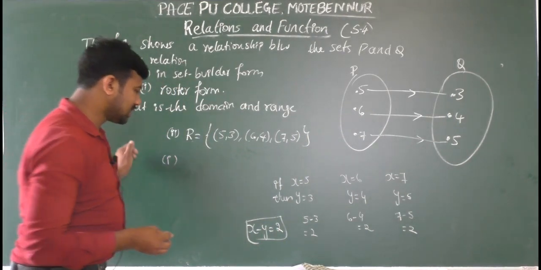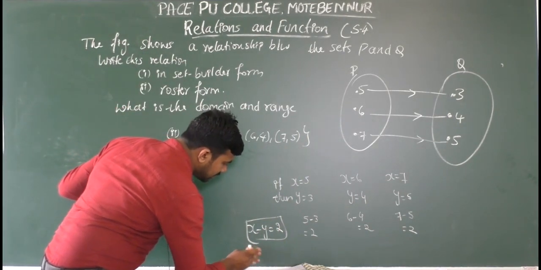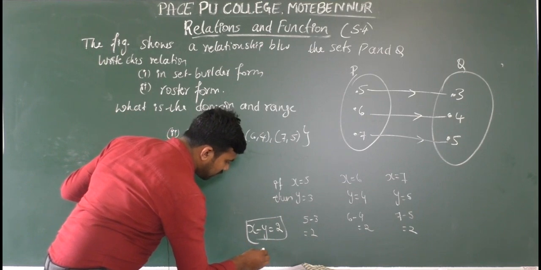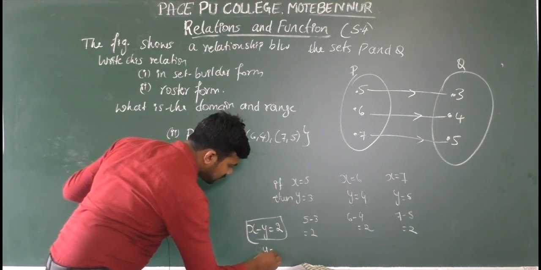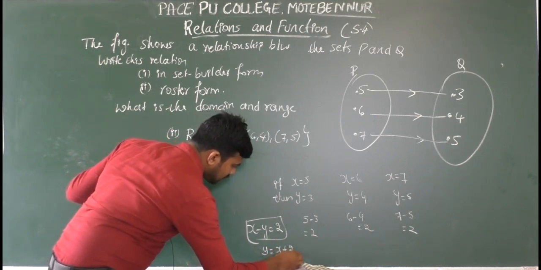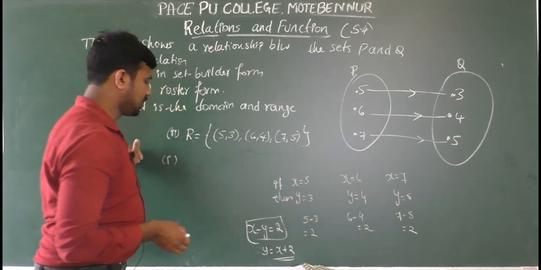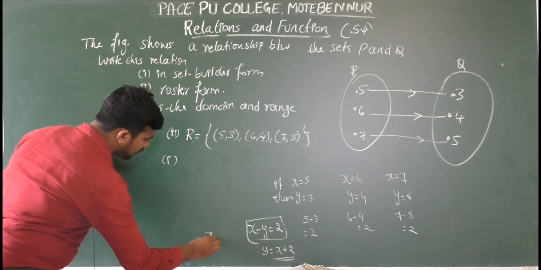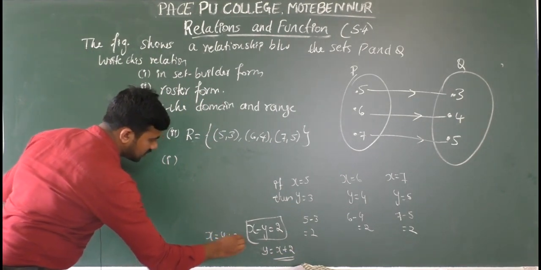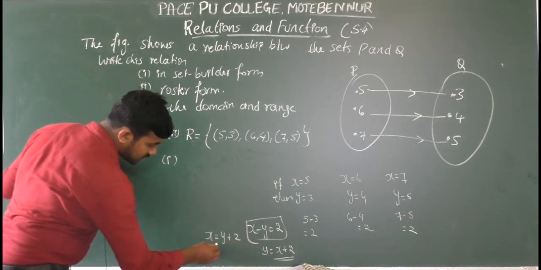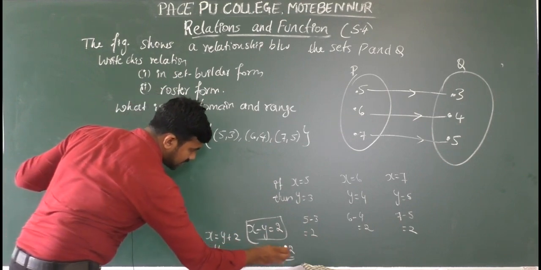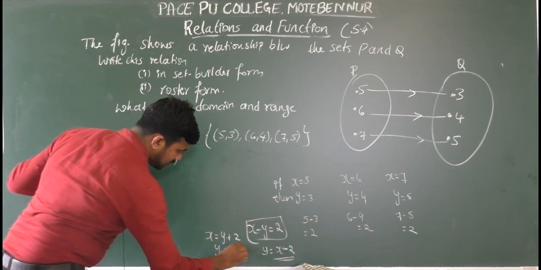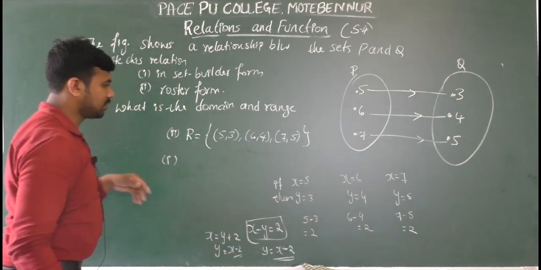Or we can write like this also by rearranging, finding the value of y: y is equal to x plus 2. Or x is equal to y plus 2, or y is equal to x minus 2. Anyway you can write, no problem.